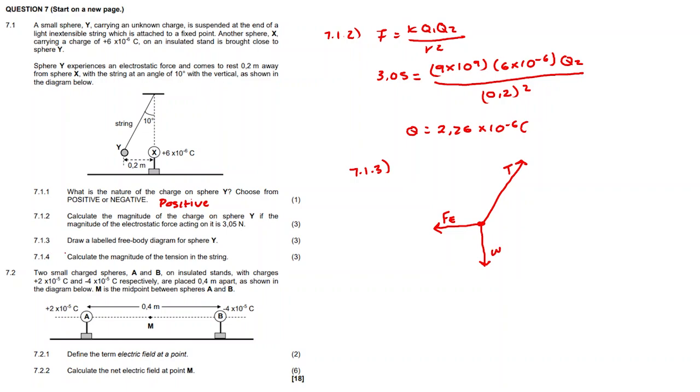Question 7.1.4. Calculate the magnitude of tension in the string. As we know, the object is at rest. Therefore, F net is equal to 0. This means that the horizontal component of the tension must be equal to the electrostatic force. And to get the horizontal component, we take sine 10, as we know that this angle is 10 degrees.